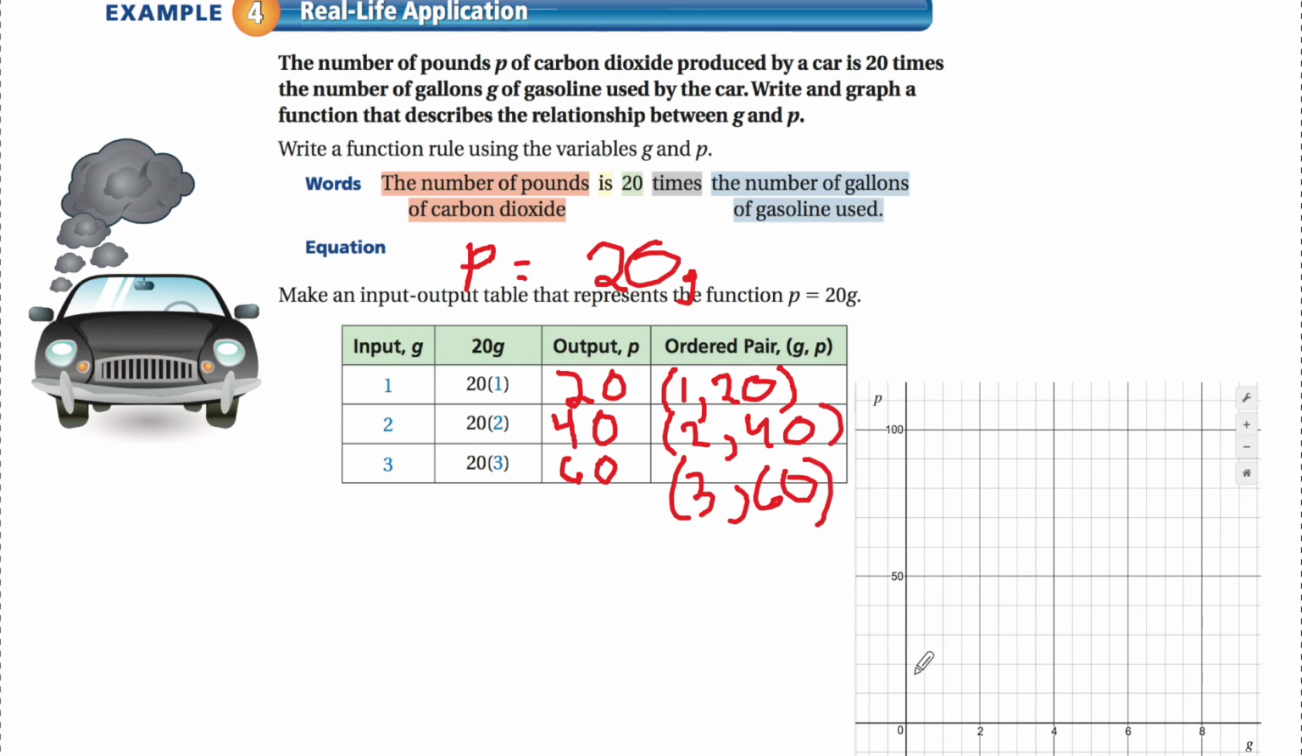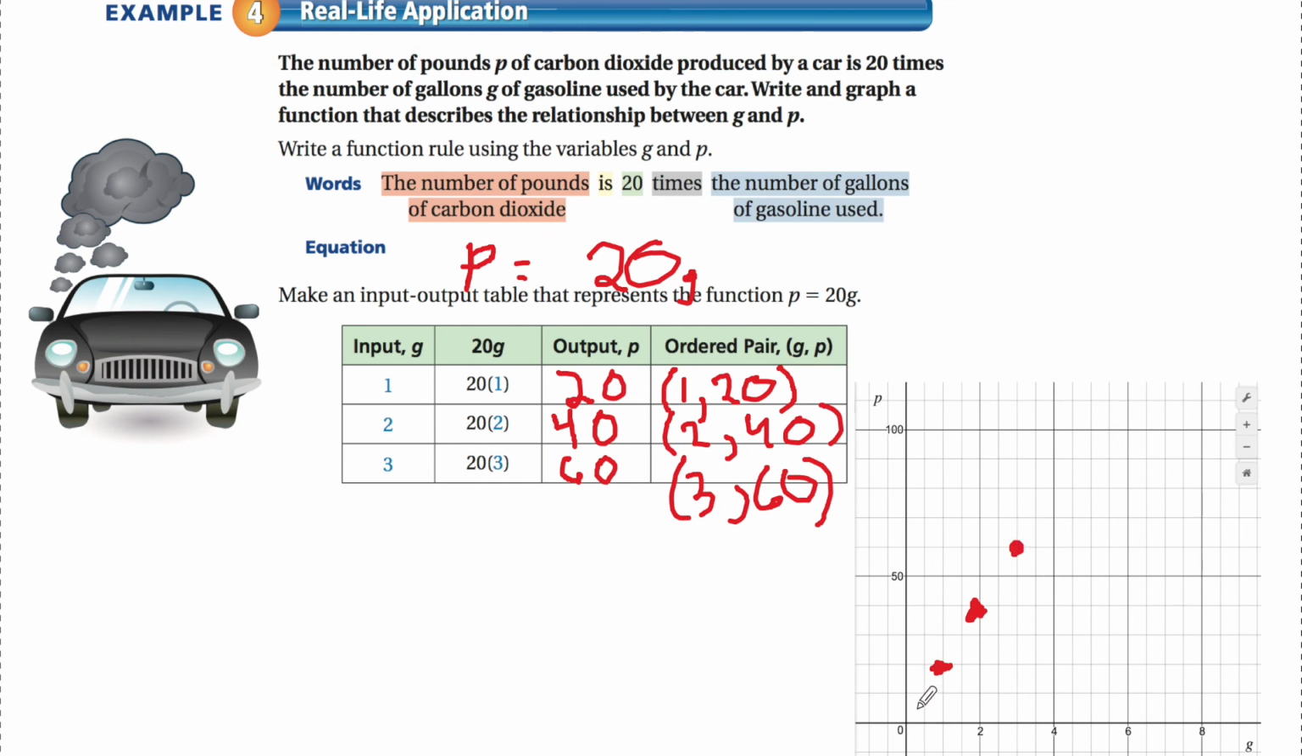Okay, now let's take these 3 points and graph them on our graph over here. So make sure you look at your axes labels. We're counting by halves here. So 1 is right here. So this is going to be 1, 10, 20. This is our first point. 2, 40. So this will be our second point right here. And then 3, 60. This will be our third point right here.